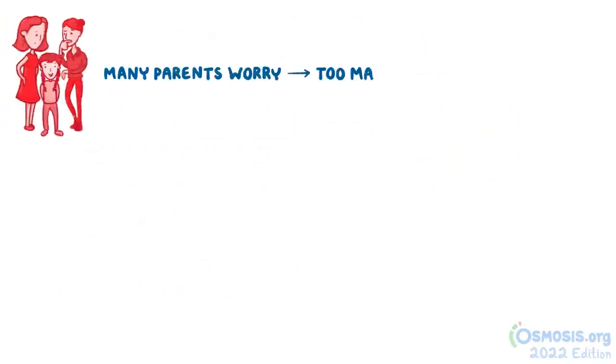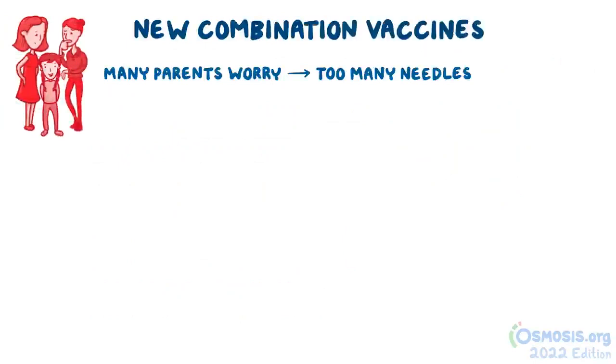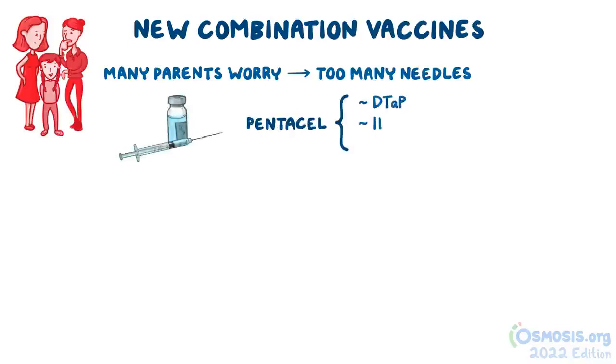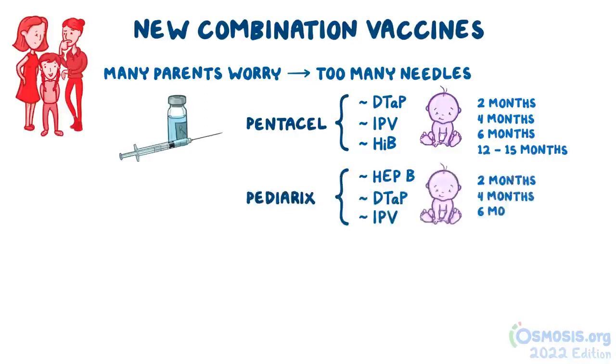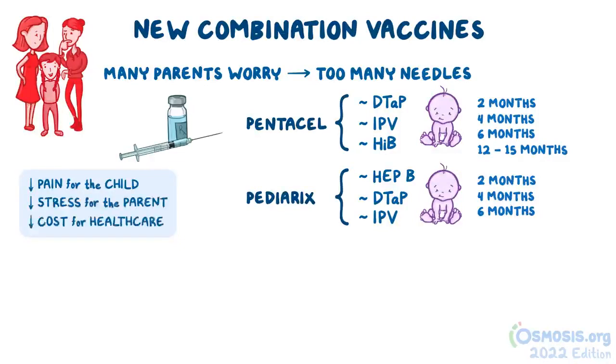Okay, that was a lot of vaccines, so many parents worry that this means too many needles being put in their child. So new combination vaccines combine multiple vaccines in a single shot. For example, Pentacel is a combination of DTaP, IPV, and Hib, which may be given at 2, 4, 6, and 15 to 18 months of age. And Pediarix is a combination of Hep B, DTaP, and IPV at 2, 4, and 6 months of age. Fewer injections means less pain for the child, less stress for the parent, less cost for the healthcare system, and more children getting the recommended vaccinations on time.